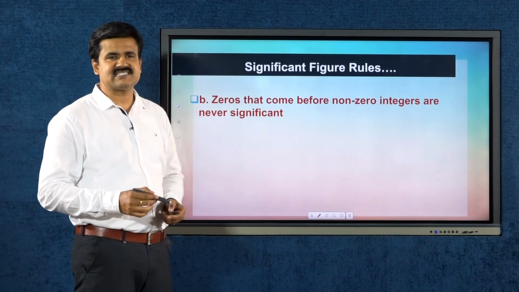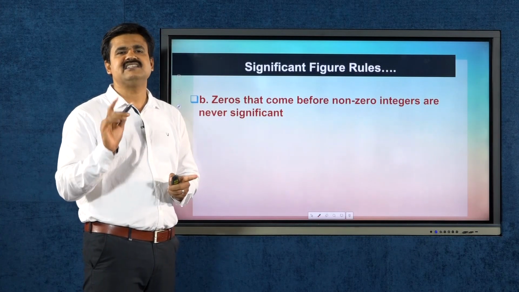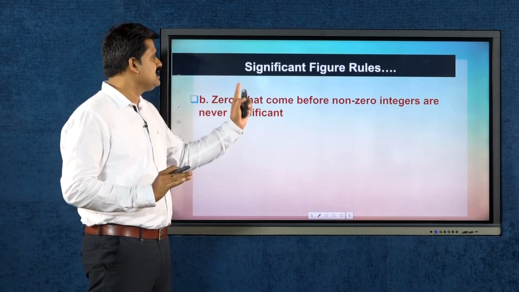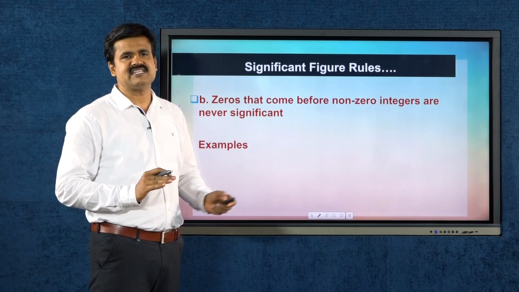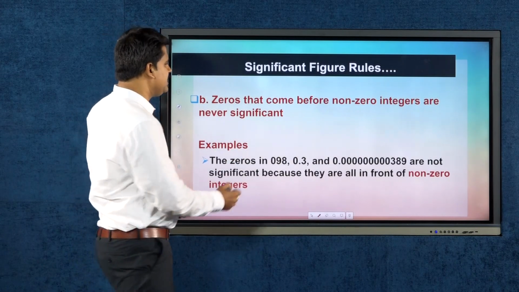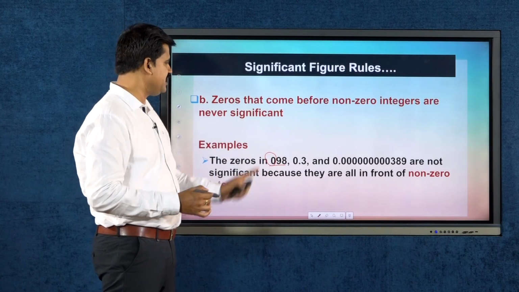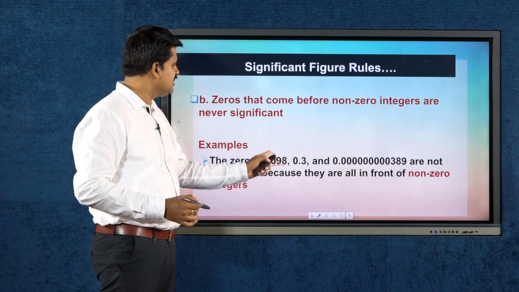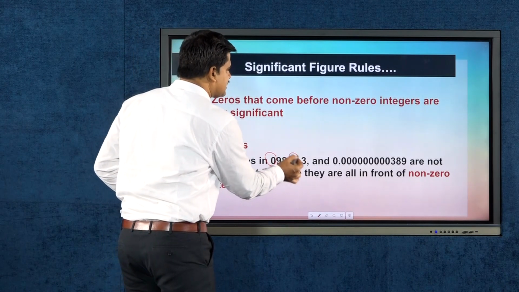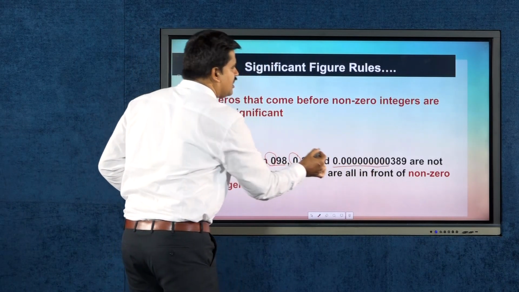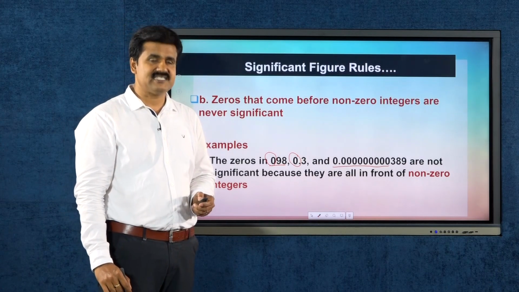Now, moving on to the second sub-rule. Zeros that come before non-zero integers are never significant. Look at this example. The zero present in 098 is present before a non-zero integer. 9 is the non-zero integer, so this 0 is present before 9. That is not significant. All such zeros are not significant because they come before a non-zero digit.